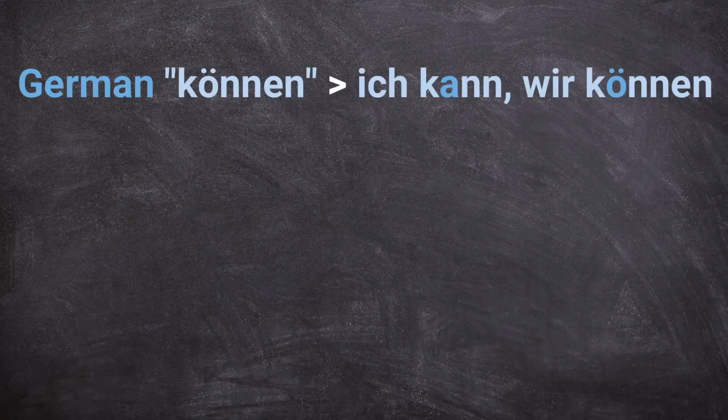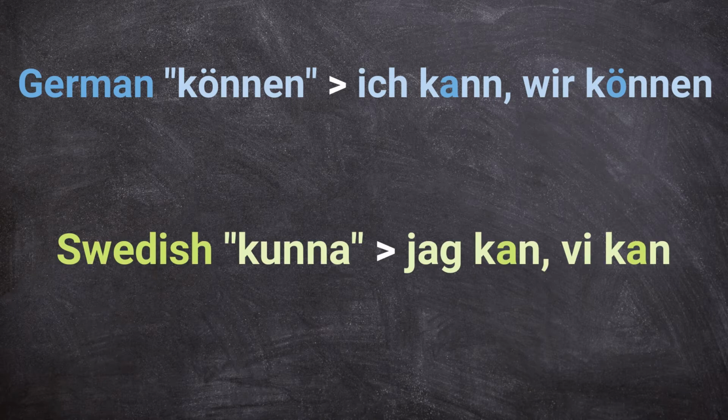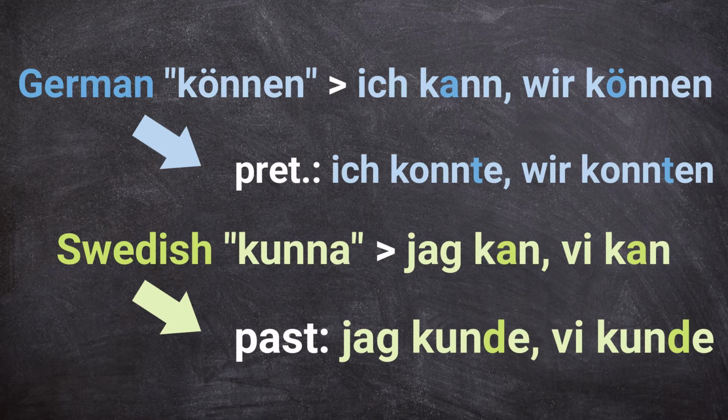See German können. Ich kann, wir können. In most other languages, analogy flattened the conjugation, and now you find the same root for all persons, like in Swedish jag kan, vi kan. In a later stage, preterite present verbs created a new preterite form with a dental suffix, along the lines of weak verbs.